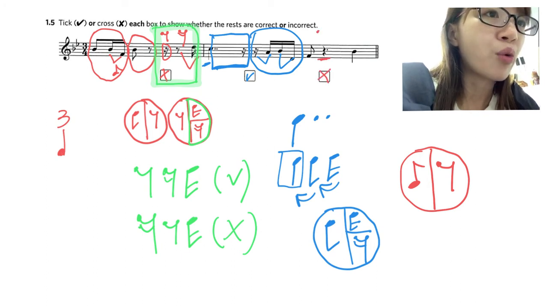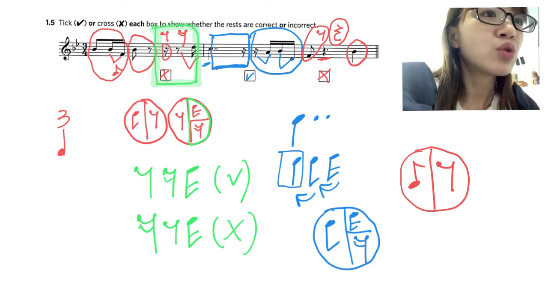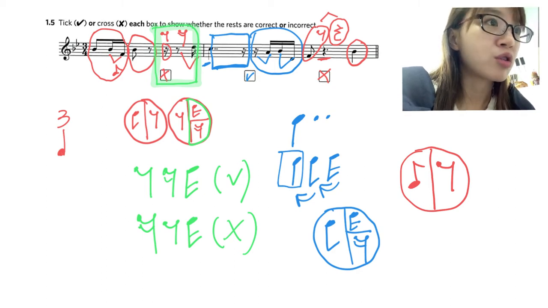You should have a quaver, to complete the one, and you have a crotchet, you have another group, and you have another group. So for the third one, the mistake is they are trying to combine these two to become one and a half. You should split it up into a quaver rest and a crotchet rest.